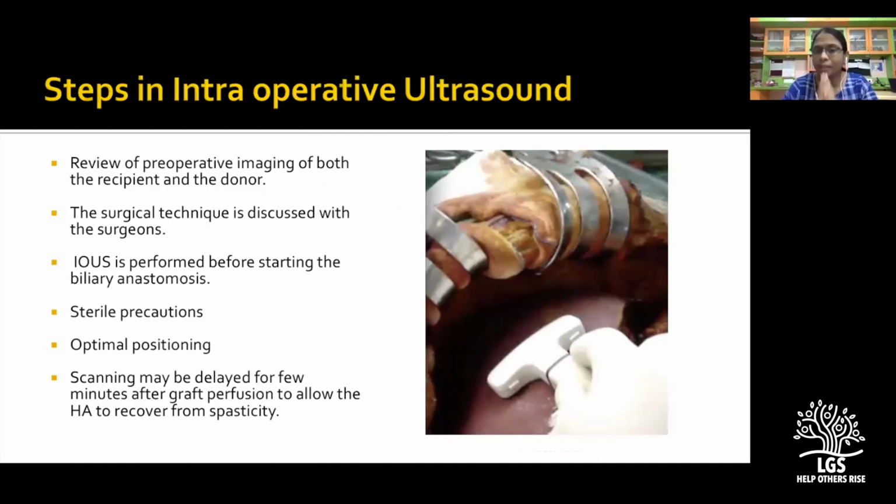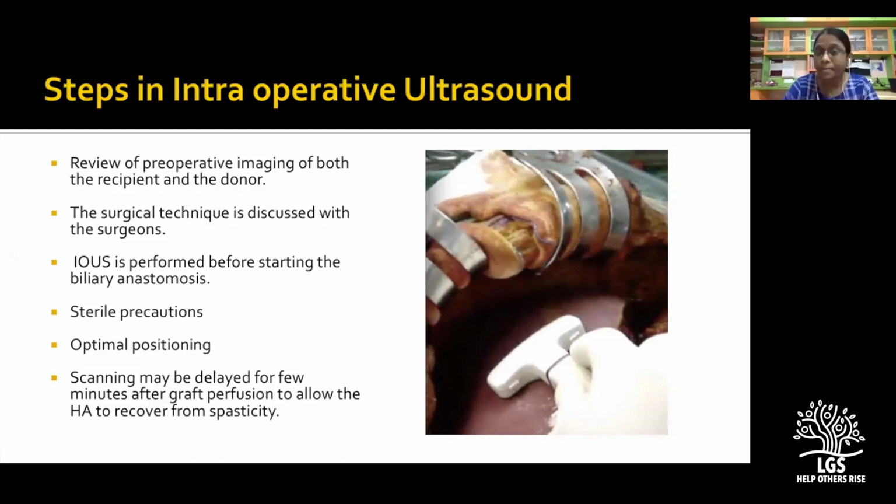And whenever we are asked to do an intraop Doppler, first we need to review the preoperative imaging of both the donor and the recipient to know any variant vascular anatomy. And the surgical technique has to be discussed with the surgeons regarding the anastomosis. And usually it is performed before the biliary anastomosis. We have to follow the sterile precautions and we have to maintain a convenient position that is usually to the right side of the patient.